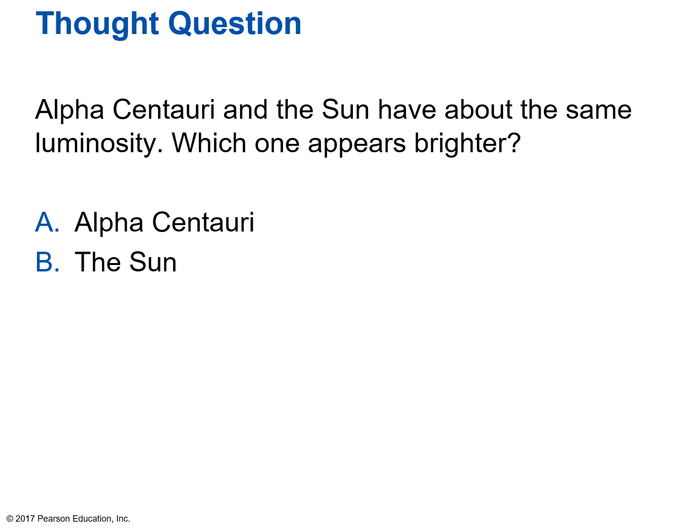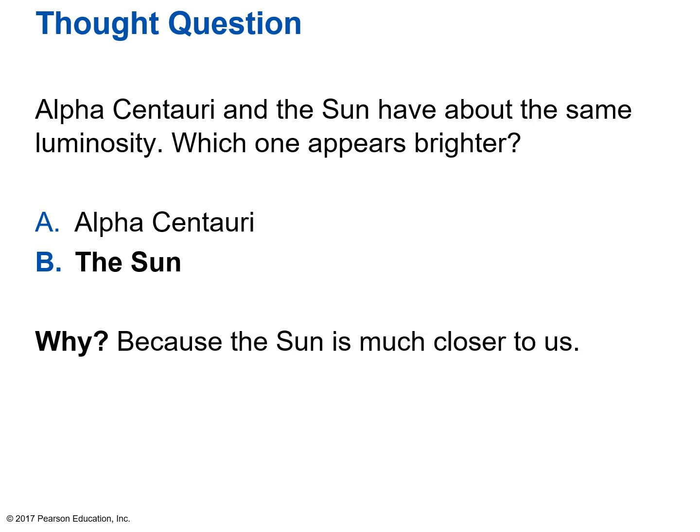Thought question. Alpha Centauri and the Sun have about the same luminosity. Which one appears brighter? And when I say appears brighter, it means appears brighter to us on Earth. Well, clearly the Sun is the answer. The Sun is by far the brightest looking star in the sky because it's so much closer to us.